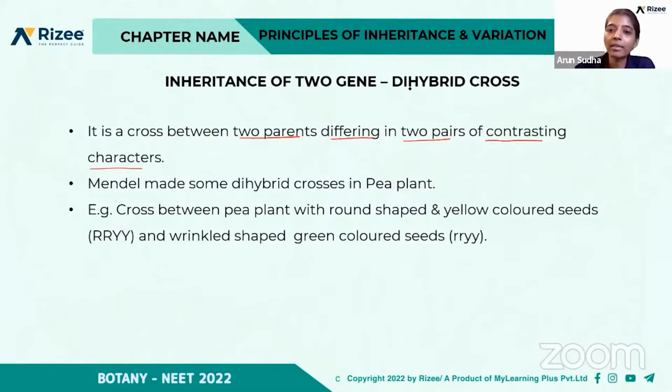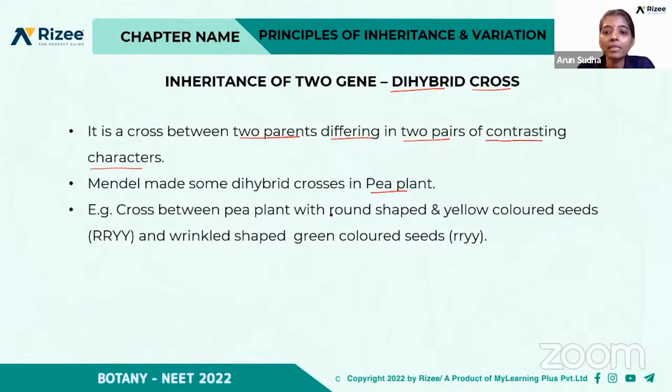So that is called the dihybrid cross, right? It is a cross between two parents differing in two pairs of contrasting characters. So Mendel made some dihybrid crosses in pea plant. Even yesterday we saw why he chose the pea plant, right? So in the pea plant, he also chose two different characters. What are the characters that he chose?